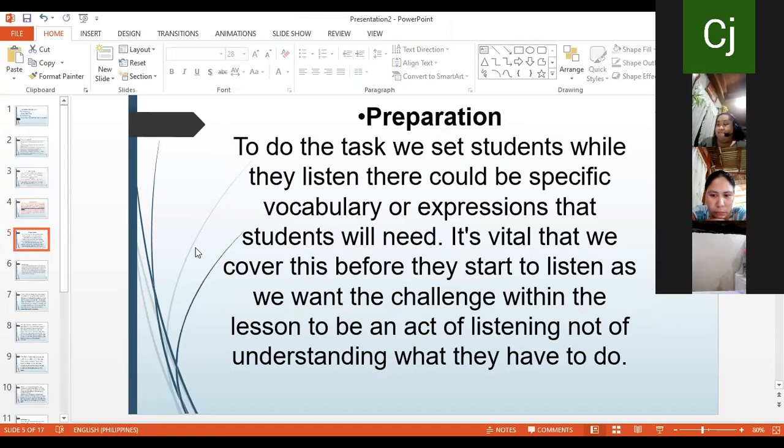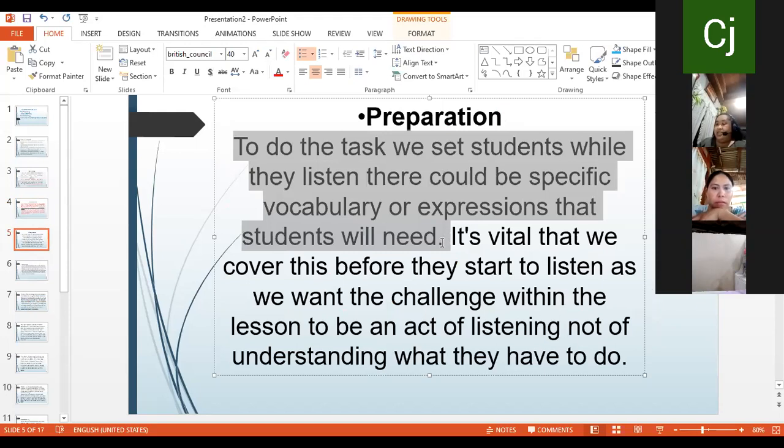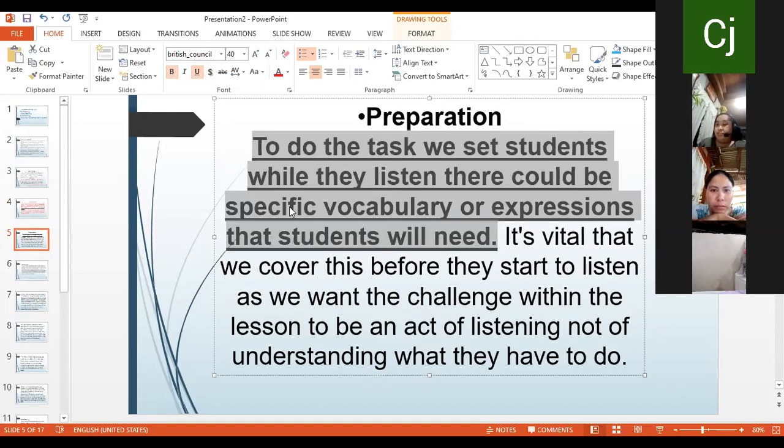Okay, next. Preparation. Ito siya. To do the task, we set the students to listen to what? Teka lang. To do the task, we make sure that while they listen, there could be what? Specific vocabulary or expression that the students need.